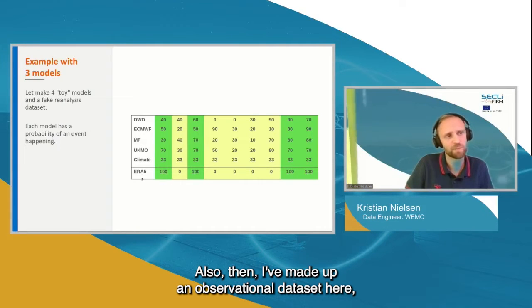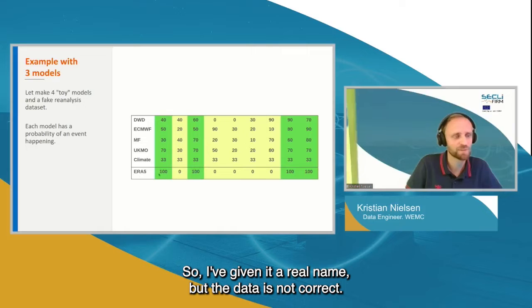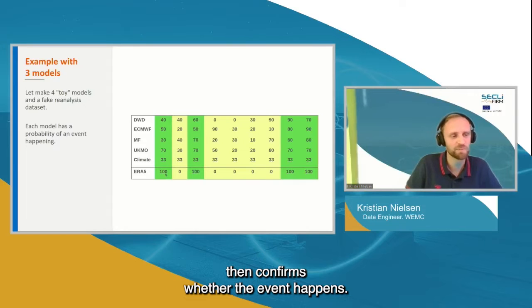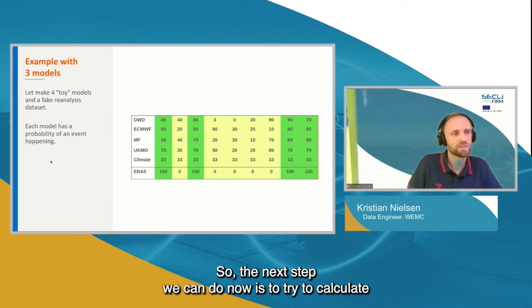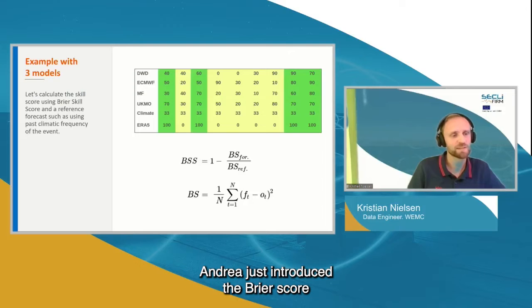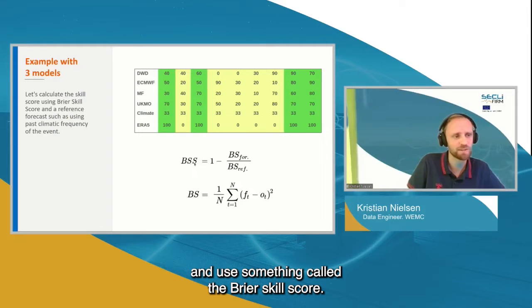Also, I've made up an observational data set here, or reanalysis data set. Again, it's just fake data, so I've given it a real name, but the data is not correct. So the ERA 5 here, which is the reanalysis data set, confirms whether the event happened. So it's 100% when an event happened, and 0 when an event didn't happen. The next step we can do now is to try to calculate the skill of these forecasts. Andrea just introduced the Brier score, and I'm going to take it a little bit further here and use something called the Brier skill score.